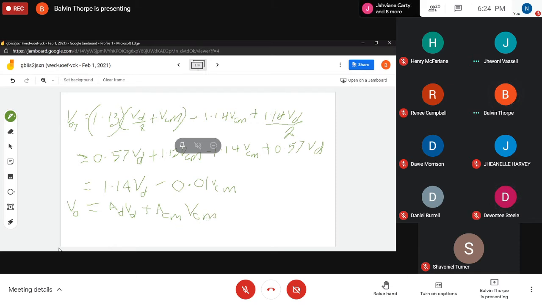So what you should realize, ladies and gentlemen, is that you can simply look at the coefficients of what we got in our calculation, and it clearly shows that AD is 1.14, and ACM is 0 minus 0.01.